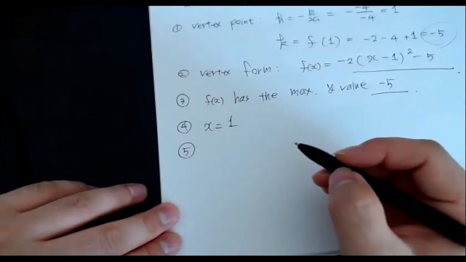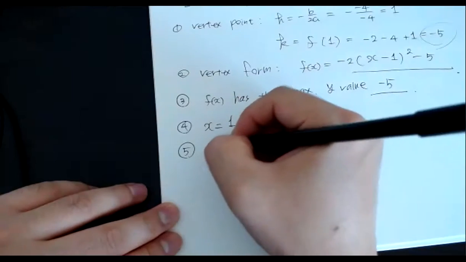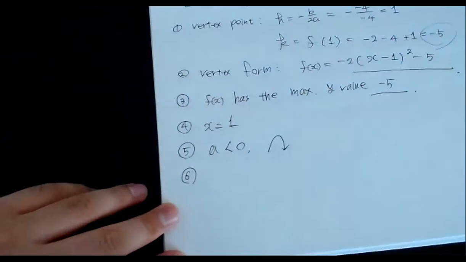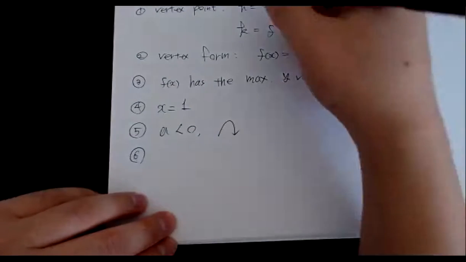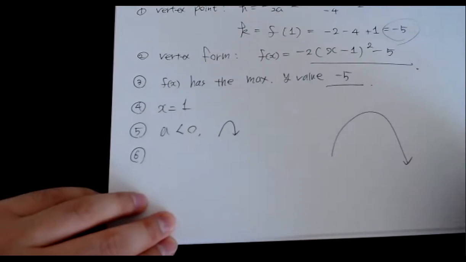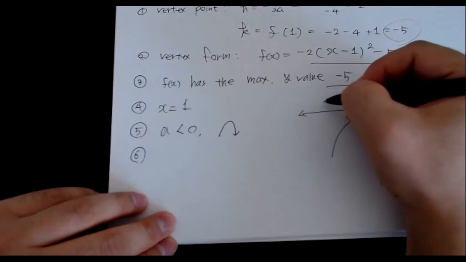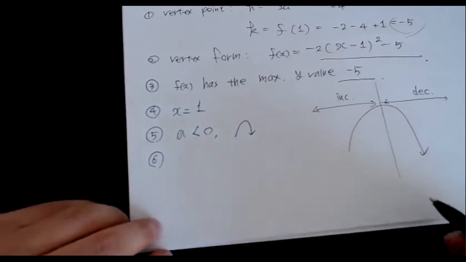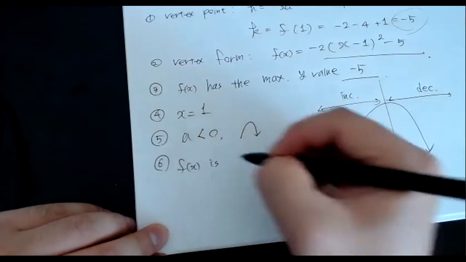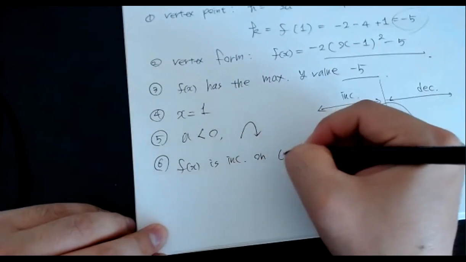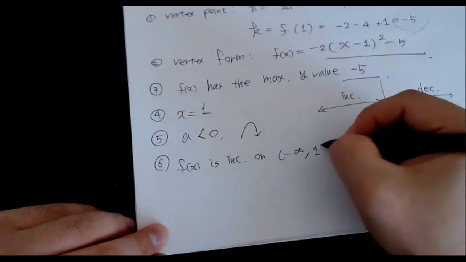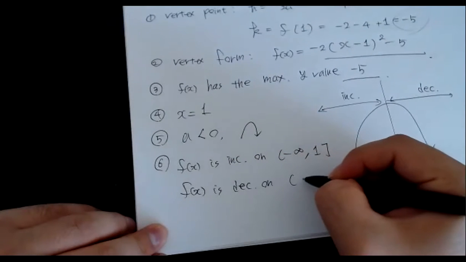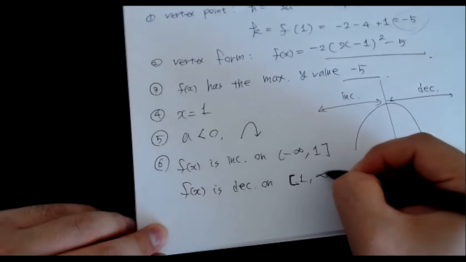Okay, and then the parabola opens up or down. This is a parabola that opens down, right? Because a is less than 0, so this parabola opens down. Okay, and then increasing, decreasing: since the graph of f of x must be like this, from here to here the graph is increasing, and from here to here f of x is decreasing, right? So we can say f of x is increasing on negative infinity to h, right? h is 1. And then f of x is decreasing on 1 to infinity.